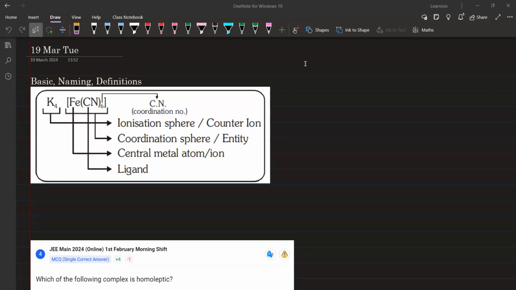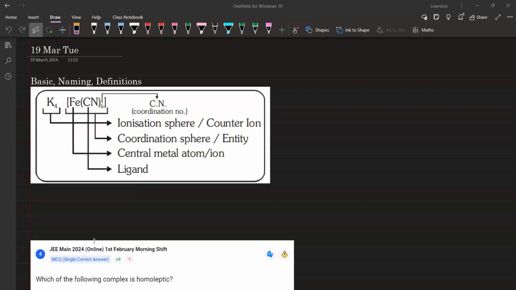So the basic point is that in a coordination compound, we have two entities. One is known as the counter ion, and the other one is the coordination sphere, the coordination entity or complex. In the coordination sphere, we have two things: the central metal atom and the ligands.